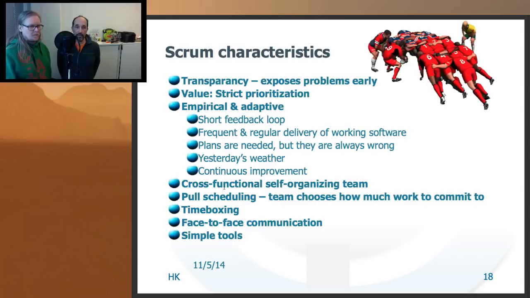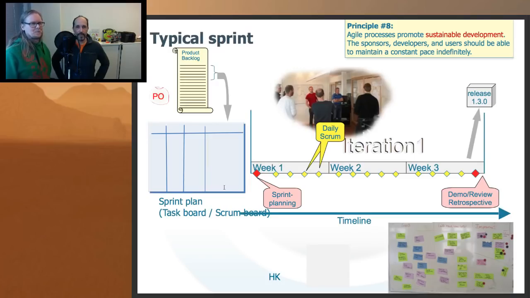So this really means that there's no boss from outside who can say, okay, this is getting late, so you need to take something more. It's not going to happen, or it shouldn't be happening. It happens in practice sometimes, which is a bad thing. About time boxing, face-to-face communication and simple tools, we already discussed.